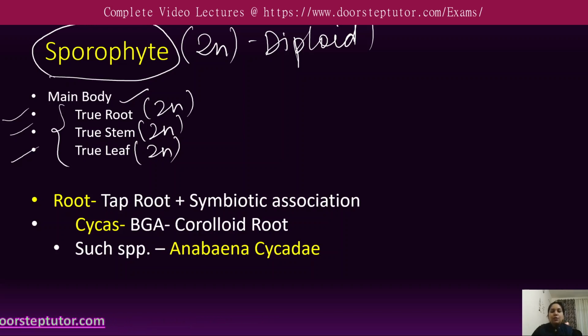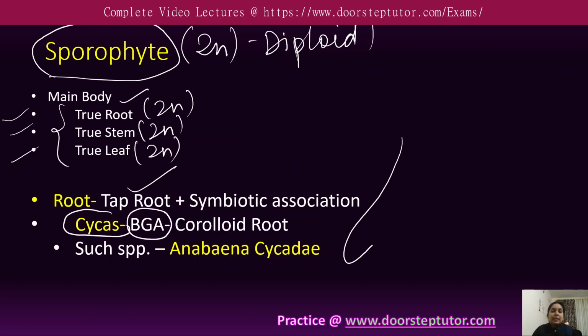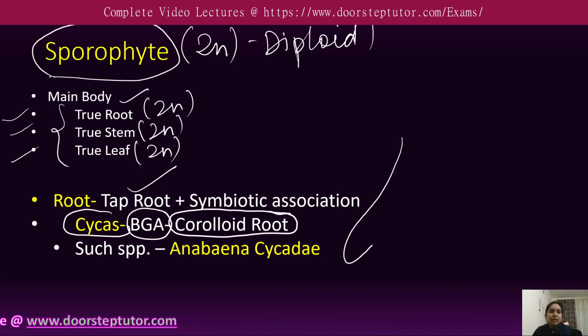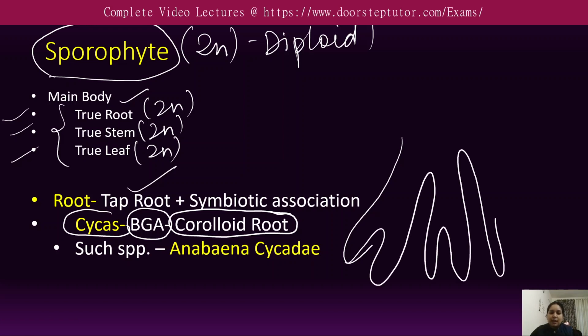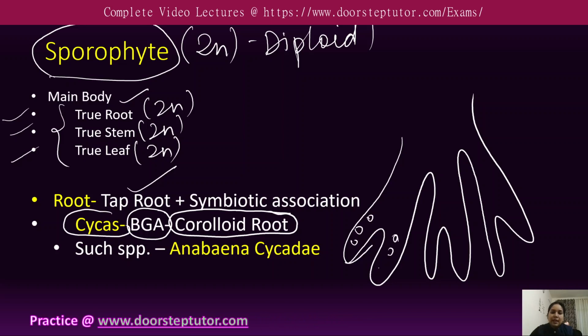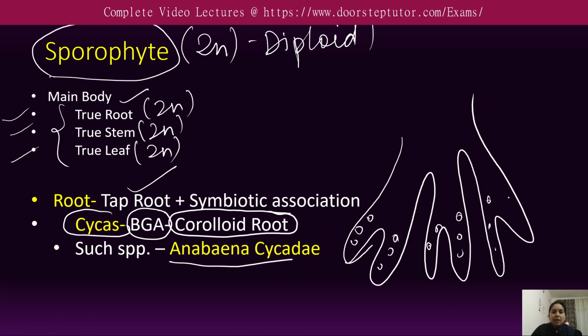The roots of the gymnosperm are basically tap roots, and sometimes a symbiotic association can be found, like in the case of the cycas. Blue green algae are usually present in the roots of the cycas, and these roots are termed coralloid roots, in which the blue green algae, Anabaena, is present. These roots are dichotomously branched, and such species of cycas are known as the Anabaena cycad.